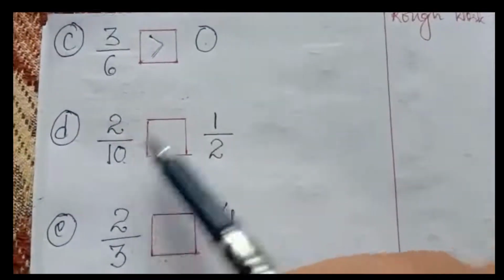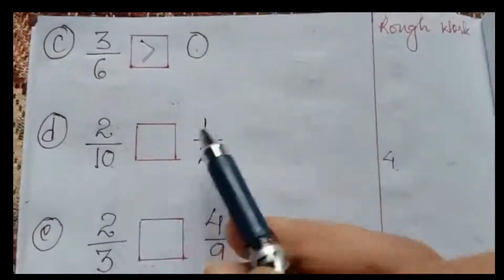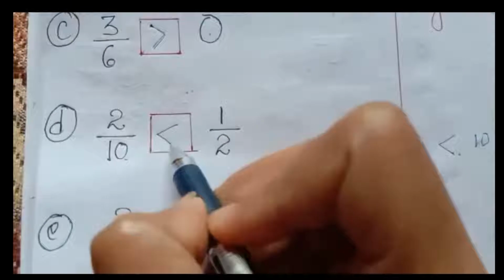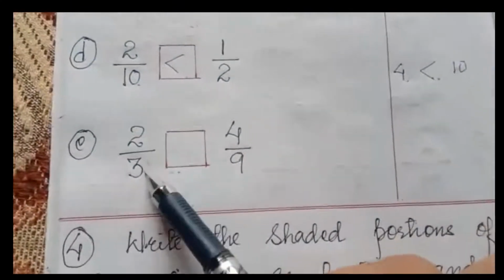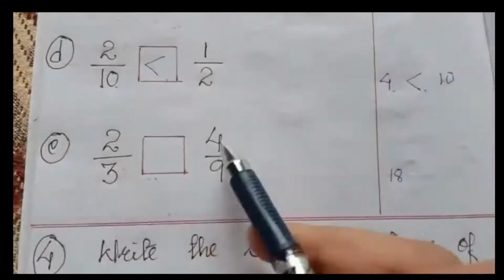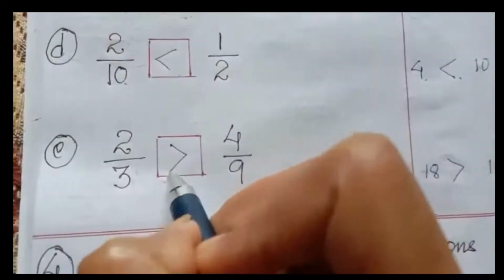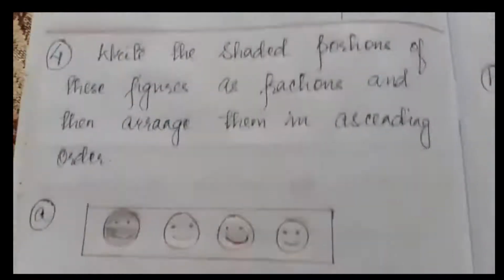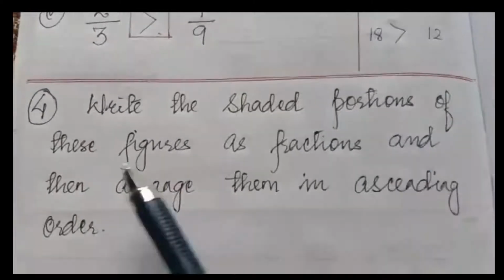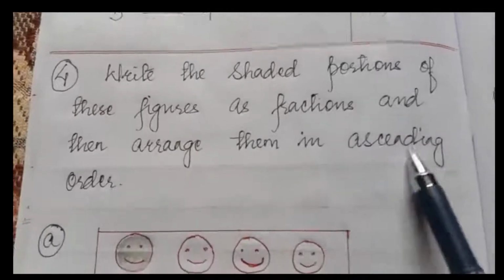Next is 2 by 10 and 1 by 2. So 2 2s are 4 we will write. 10 1s are 10. So 4 is smaller than 10. So symbol will be lesser than here. 2 by 3 and 4 by 9. 9 2s are 18. 3 4s are 12. We know 12 is smaller than 18. Now remaining questions you solve. Next is number 4. Write the shaded portions of these figures as fractions and then arrange them in ascending order.